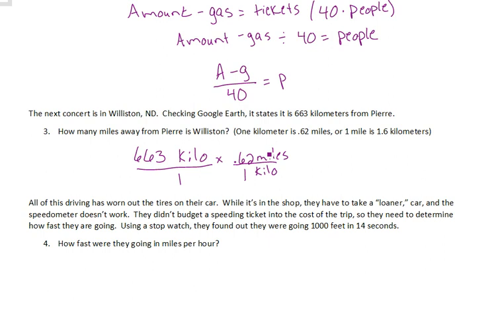Again, the reason why I set it up like this is because it's not the numbers that I want to cross cancel, it's the label. I just cross canceled the labels of kilometers, and now I have it into miles. Now I know what I'm supposed to do. I'm supposed to take the 663 and multiply it by the 0.62. And I end up with about 411 miles.